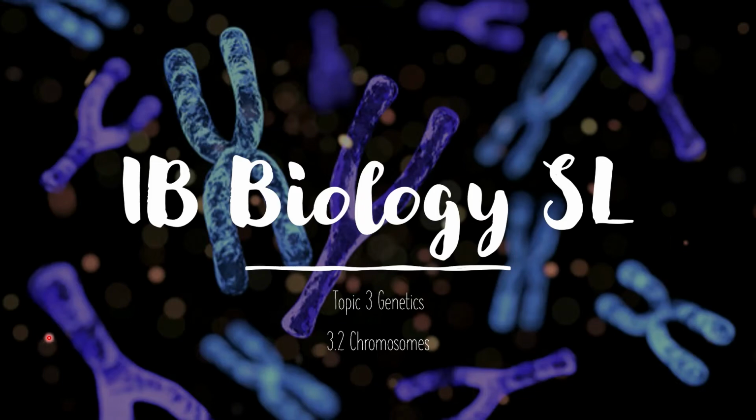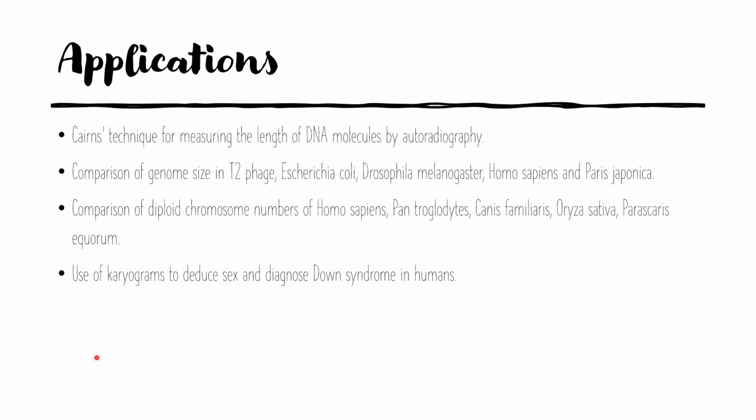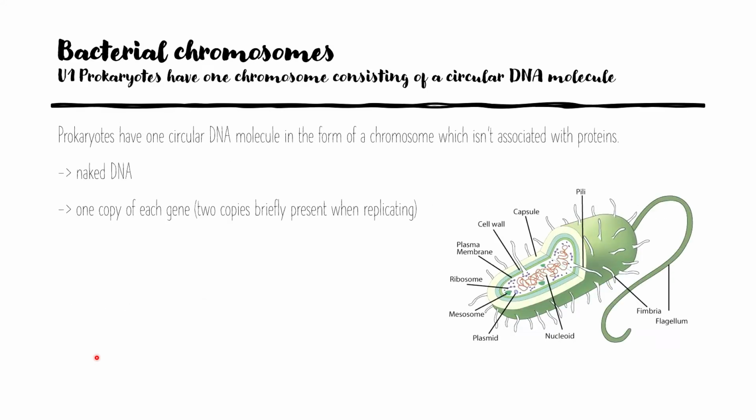Let's talk about 3.2 chromosomes. Here are the understandings and applications for this topic. Let's start off with understanding 1, prokaryotic chromosomes or bacterial chromosomes.